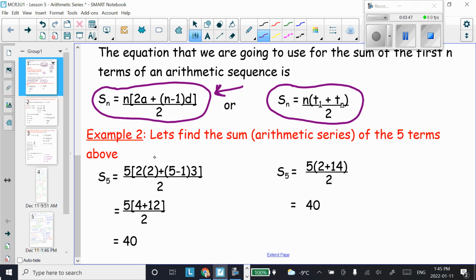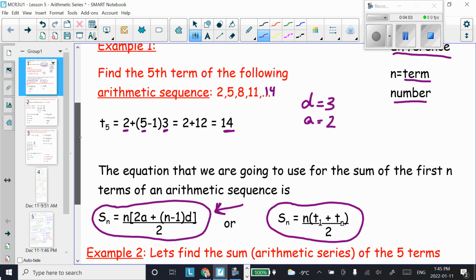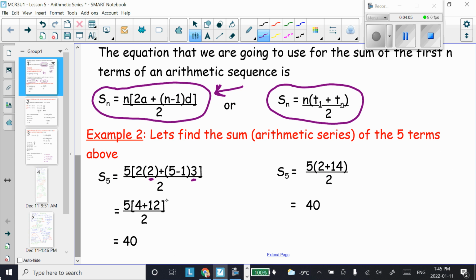I have that down here. Just replace your n with 5 because we were looking for the sum of the 5 terms. Our first term is 2, and our d is 3 again, right? The same values that we used to find the fifth term up here. So we're using the same letters. If you plug those into your equation, you end up with 40, which is what we got when we just added them using a calculator.